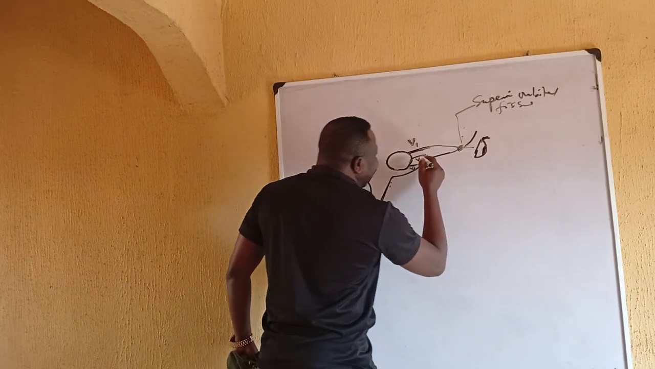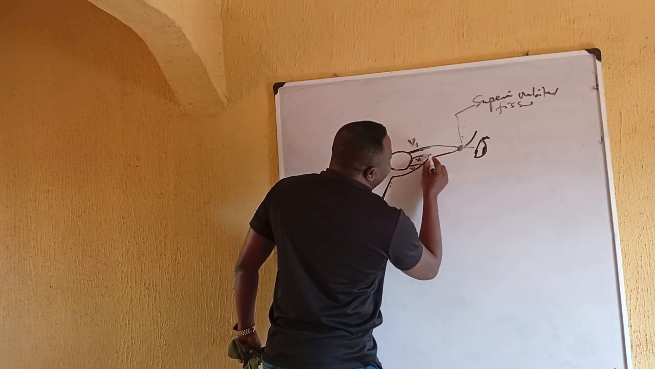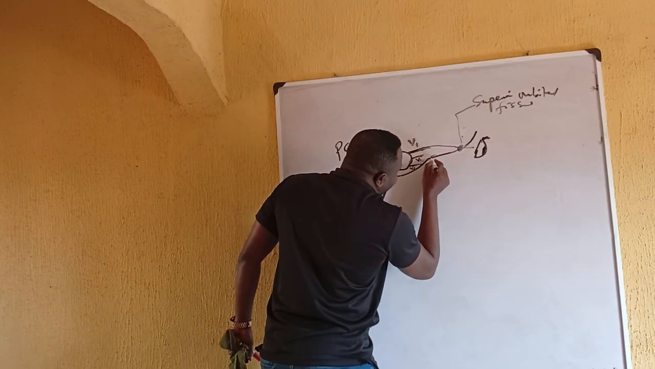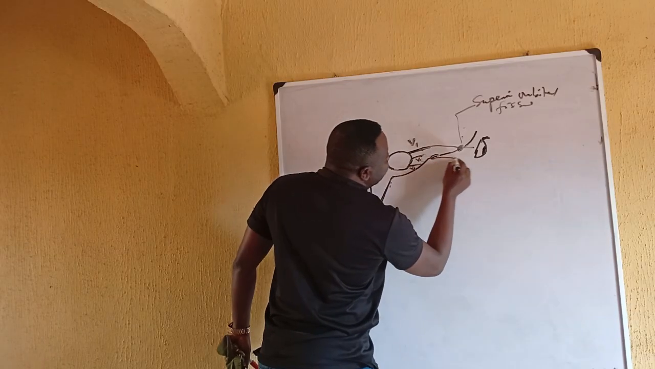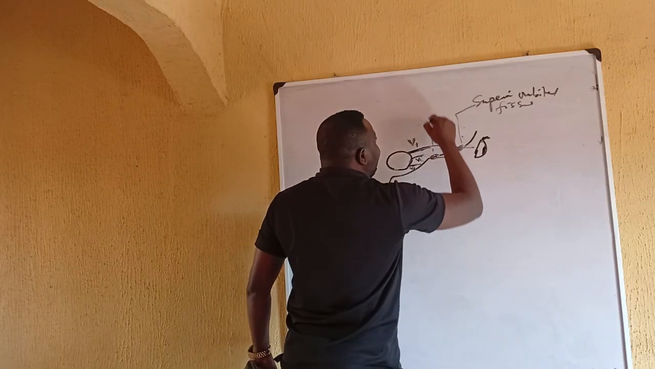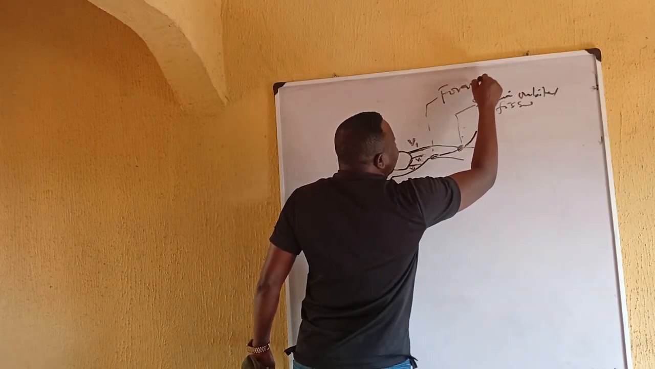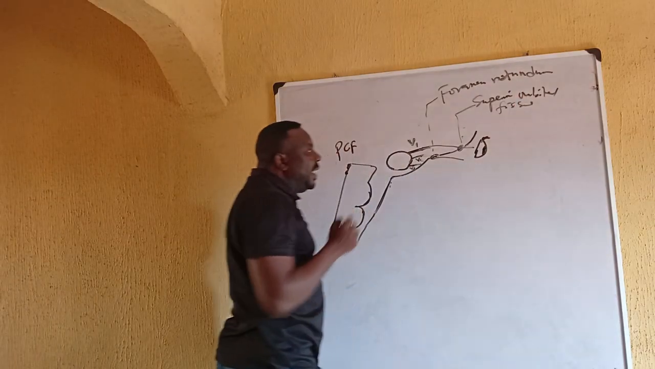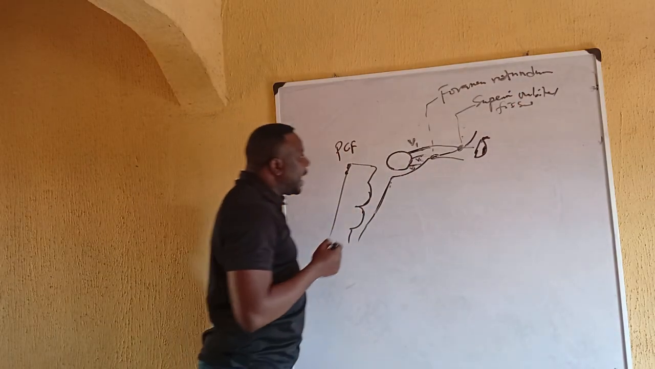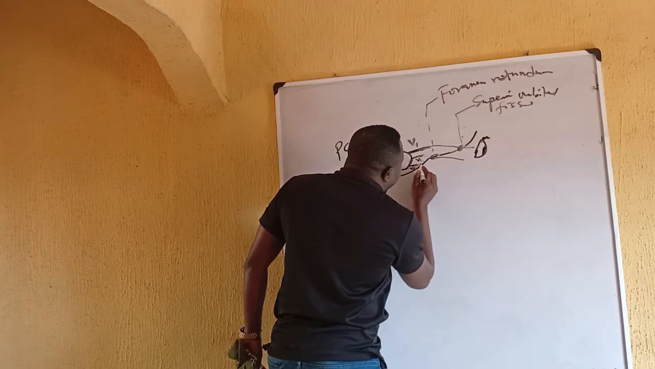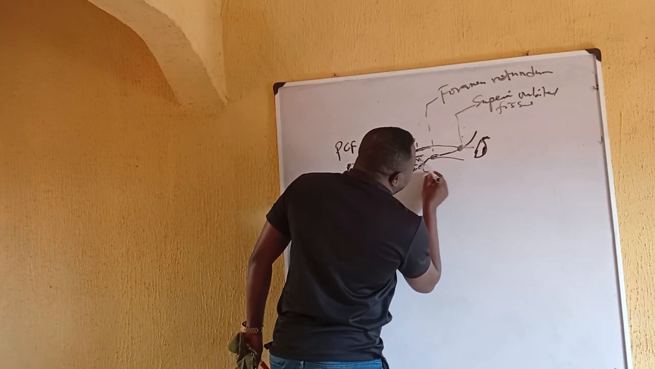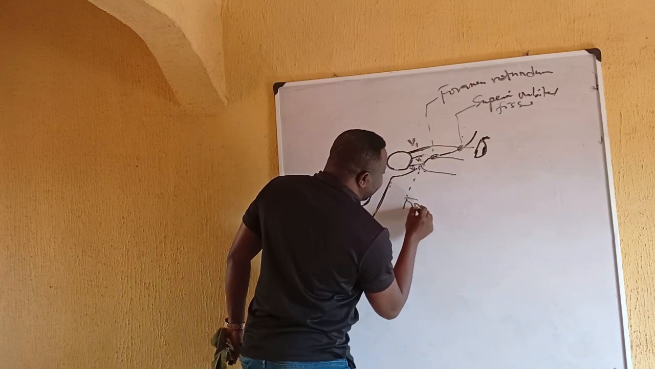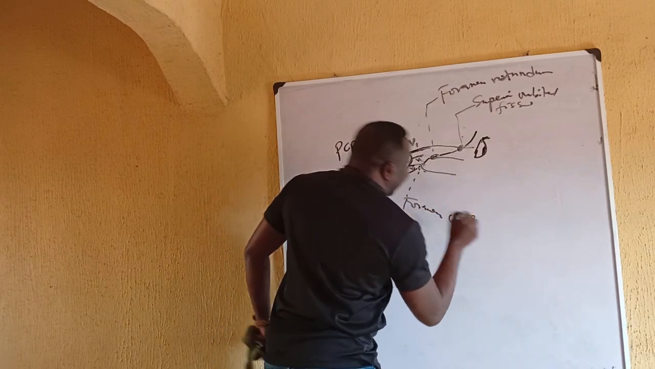V2, which is known as the maxillary division, leaves the cranial cavity via an opening that is called the foramen rotundum. Now V3 also leaves the cranial cavity by passing through an opening that is called the foramen ovale.